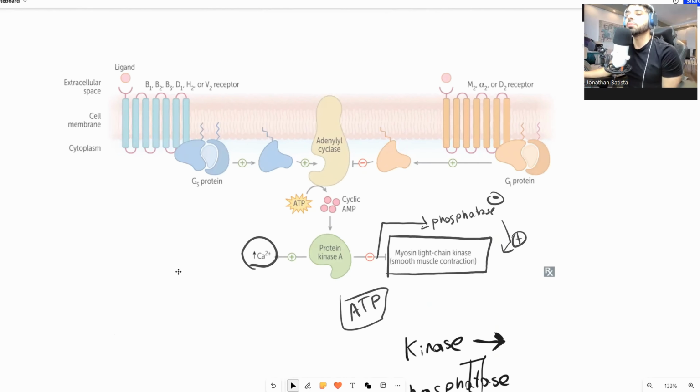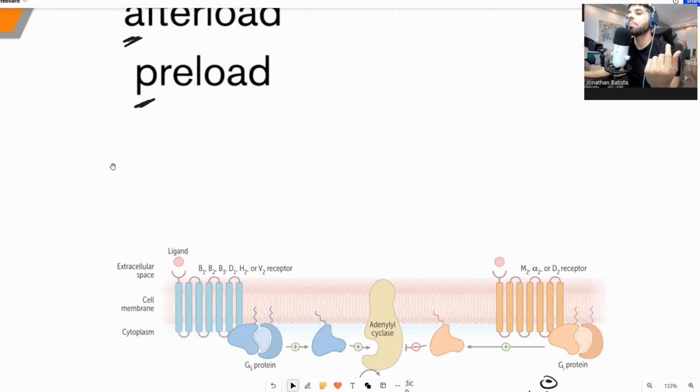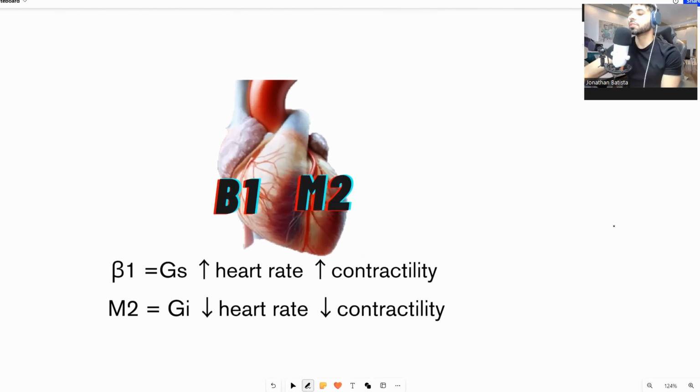The point of me bringing this up is just to let you guys know that when you activate beta 1, you have an increase in intracellular calcium. You'll have an increase in inotropicity, increase in chronotropicity, okay? Just like we mentioned here. Hopefully that makes sense to you. This is due to the intracellular calcium.